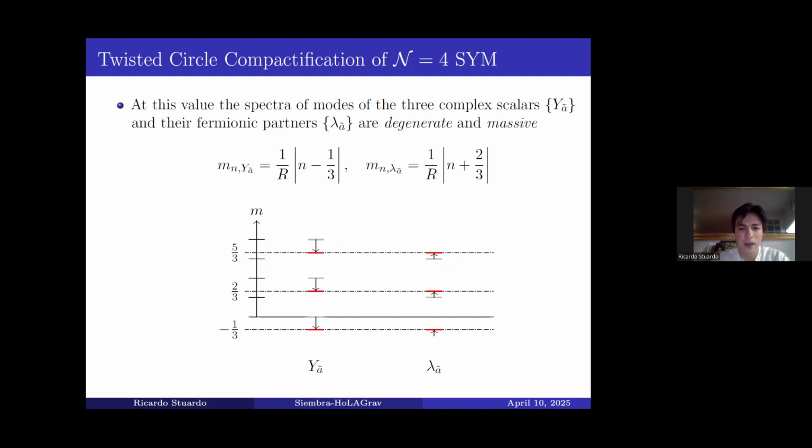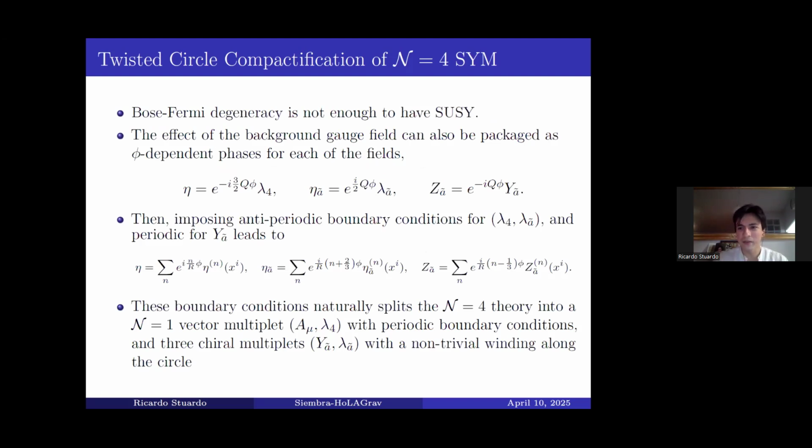And you can say, okay, Ricardo, you recover Bose-Fermi degeneracy, but this is not enough to have supersymmetry, because I can cook a theory with 1,000 bosons and 1,000 fermions that have the same mass, but it's not necessarily SUSY. This is a precise comment, but what we are doing can be recast in the following way. You can define these new fields: eta as this phase times the fermion number 4, the other fermions, eta A, and a new set of complex scalars. So you define N equal 4 super Yang-Mills using these fields.